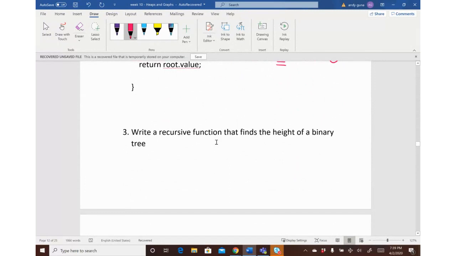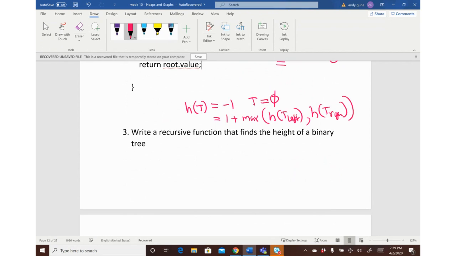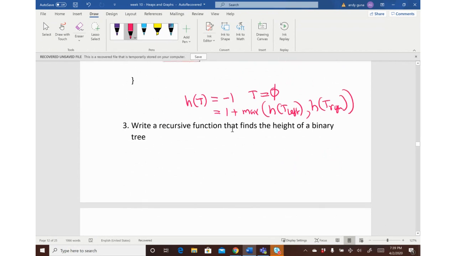So the next question is: write a recursive function to find the height of a binary tree. I'm going to define the height of a tree as -1 if t is empty. Otherwise, it's going to be 1 plus the max of the height of the left subtree and the height of the right subtree. So that's the definition of the height.